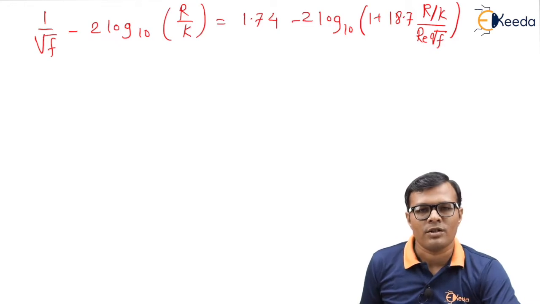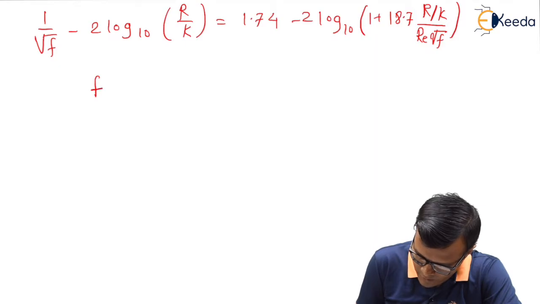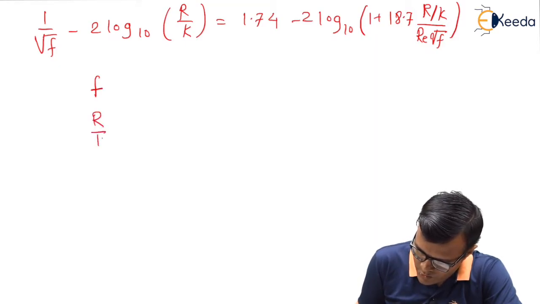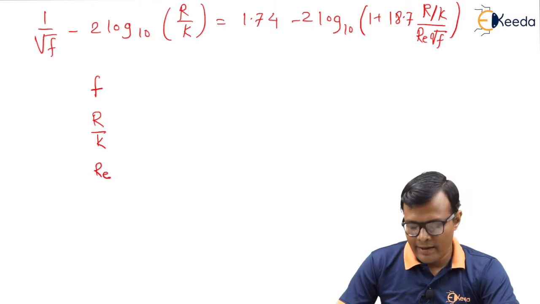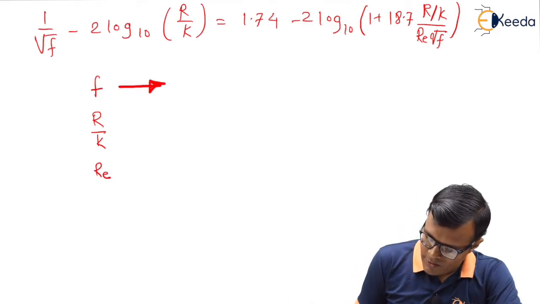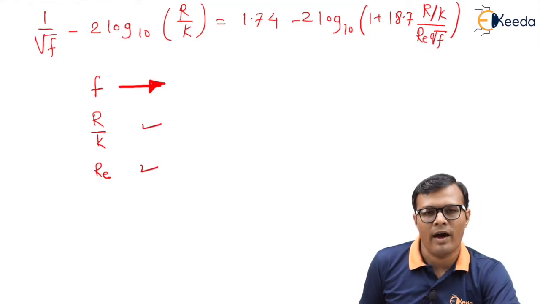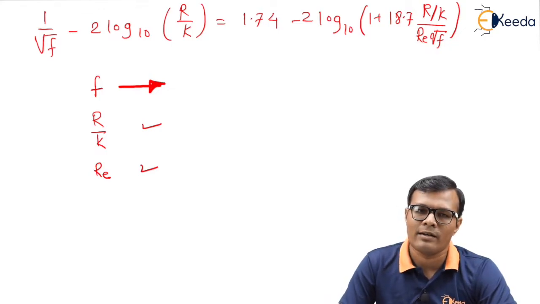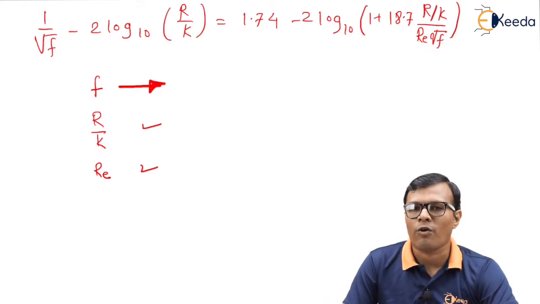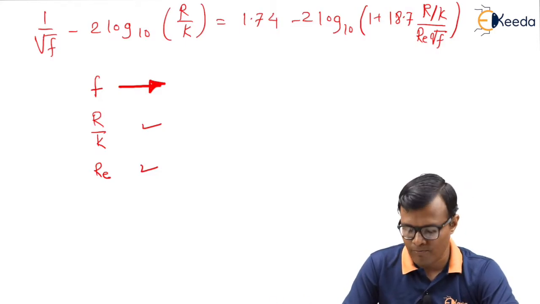In this equation, there are total 3 variable parameters. First is value of friction factor, that is f, the ratio r upon k, and third thing is Reynolds number Re. So it is clear that if we want to find the friction factor value, we should know the corresponding value of r upon k and Re. So for that purpose, some experiments on trial and error basis were developed, and according to type of pipe, some diagrams were plotted, some graphs were plotted.